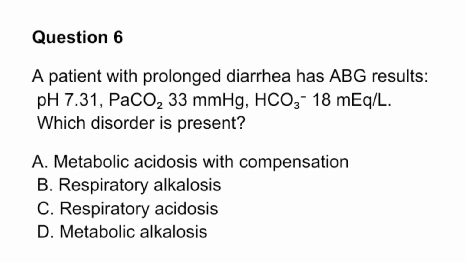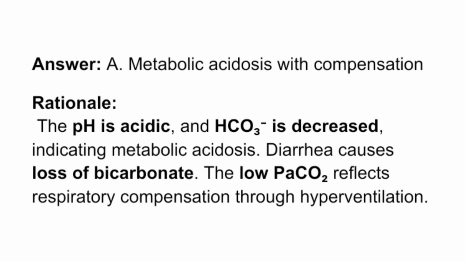Question 6. A patient with prolonged diarrhea has ABG results pH 7.31, PaCO2 33 mmHg, HCO3- 18 mEq/L. Which disorder is present? A. Metabolic acidosis with compensation. B. Respiratory alkalosis. C. Respiratory acidosis. D. Metabolic alkalosis. Answer: A.